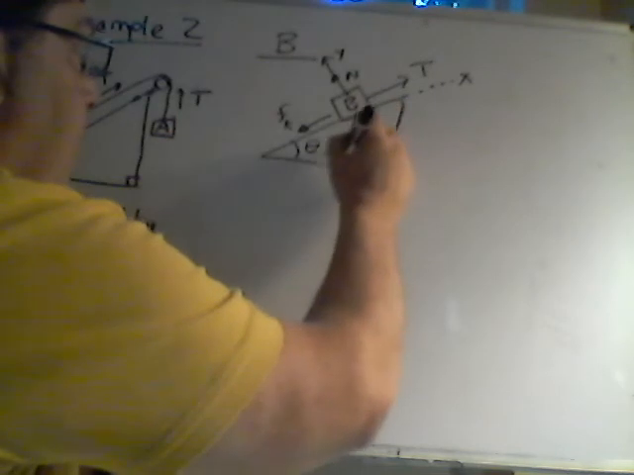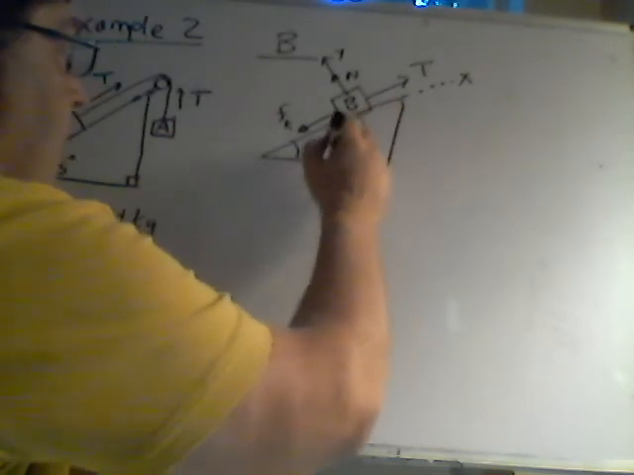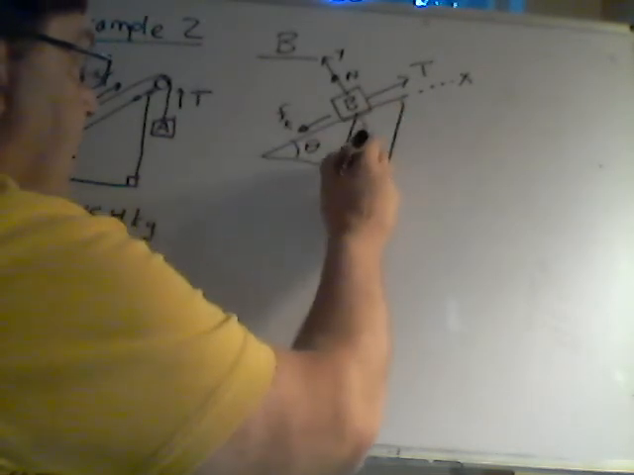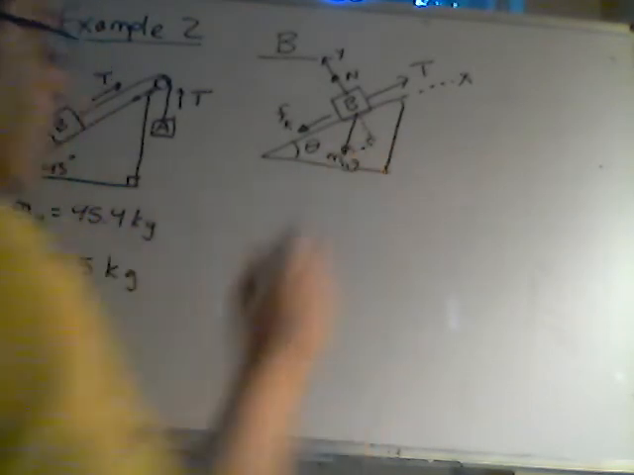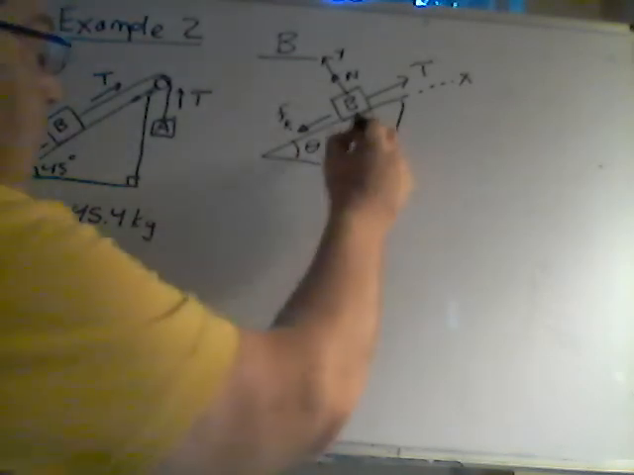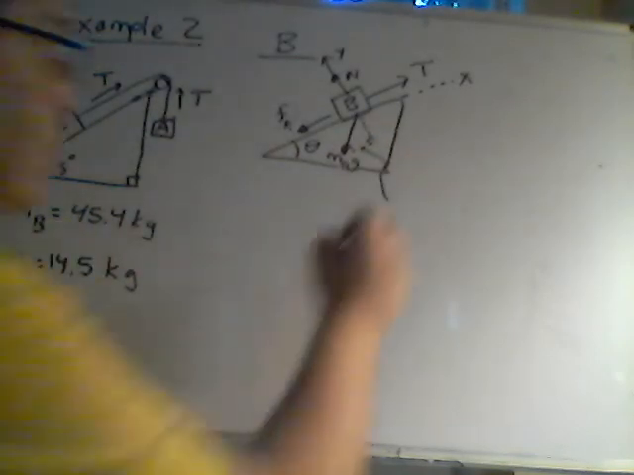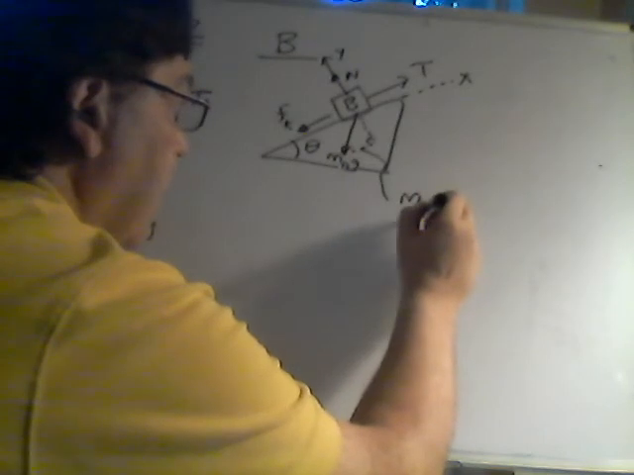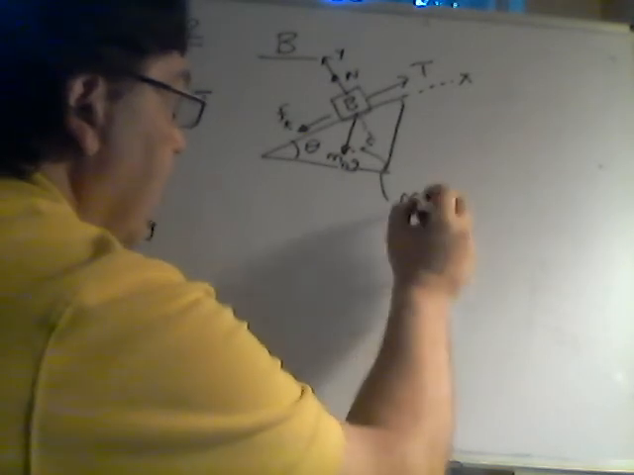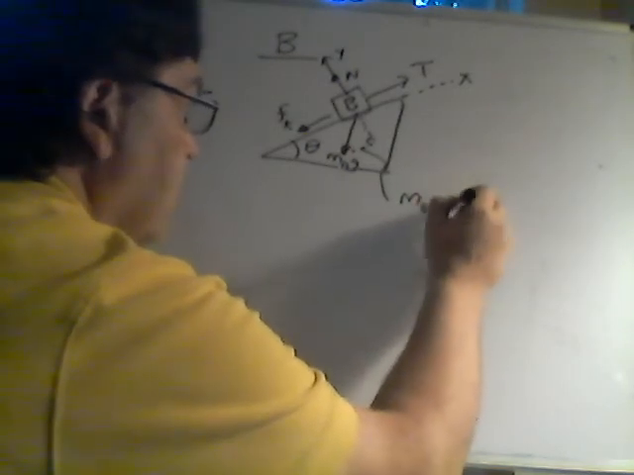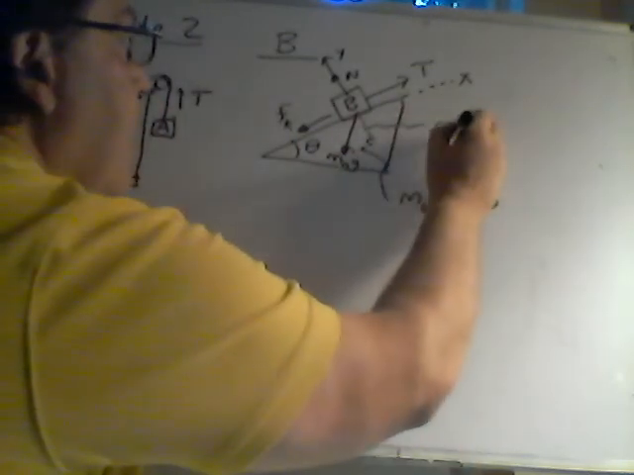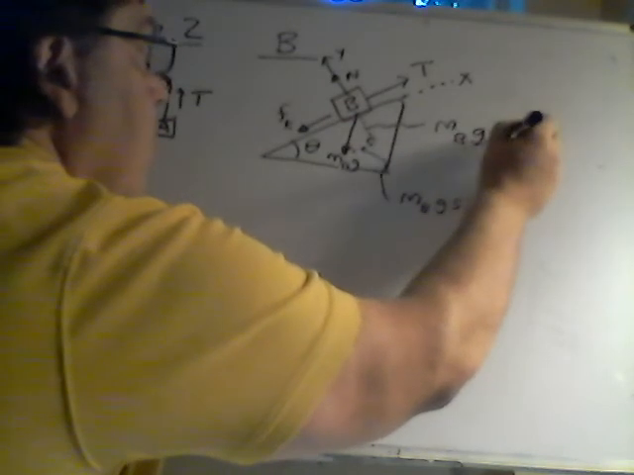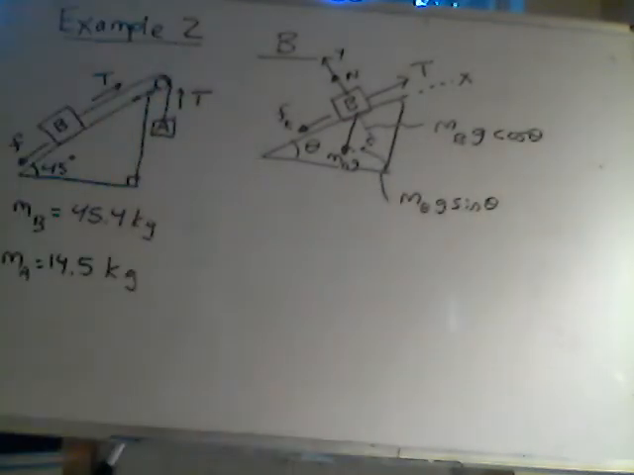And again, the components: gravity is m sub b times g. The component along the x direction will be m sub b g sine of theta. The component along the y direction is m sub b g cosine theta. Okay, again, deja vu, we've seen this before.